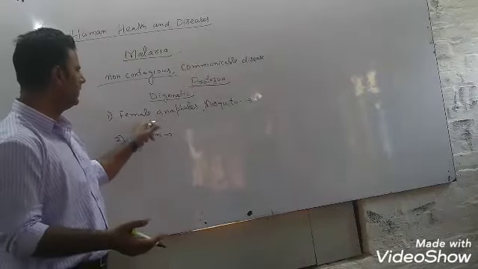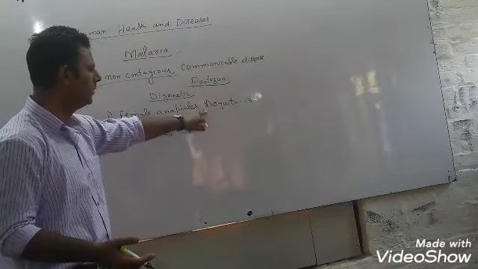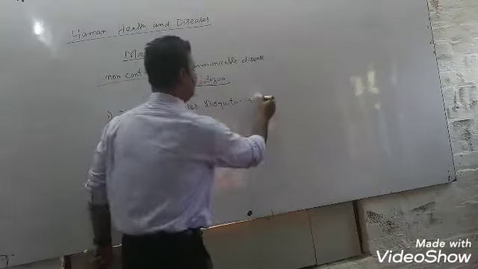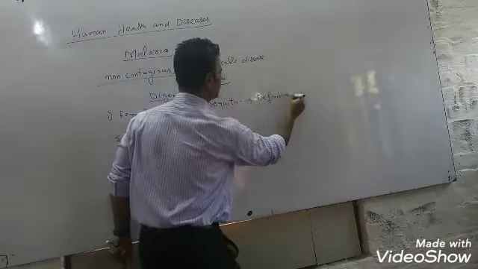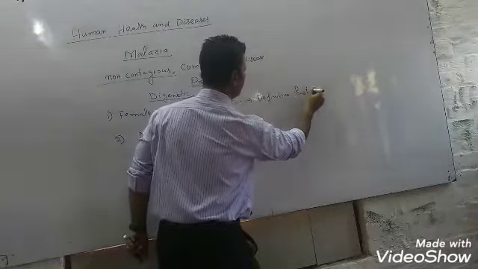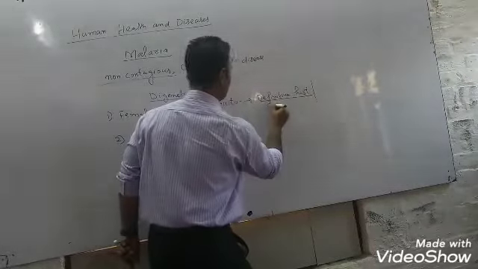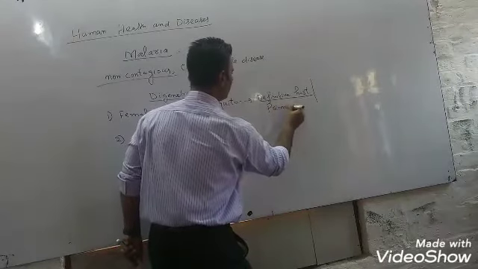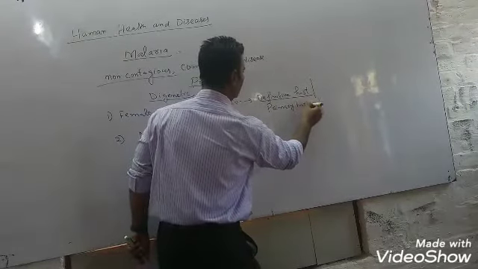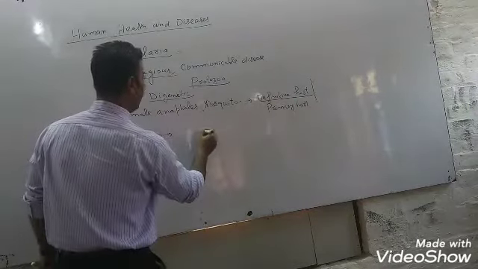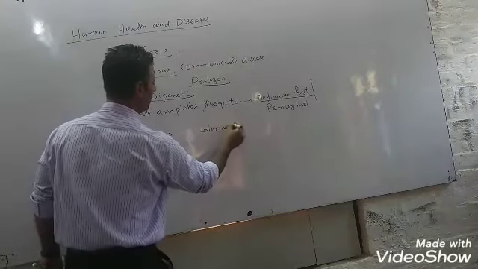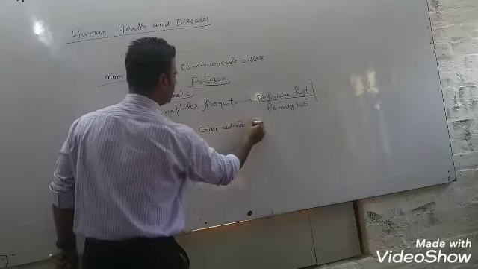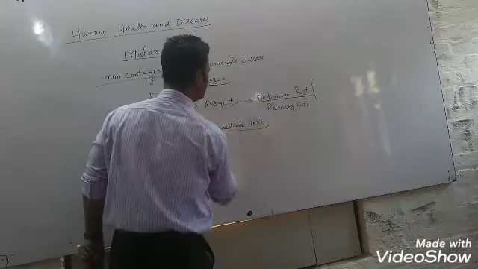This female anopheles mosquito serves as a definitive host, also known as primary host. Whereas the man serves as intermediate host. Man is basically serving as intermediate host.